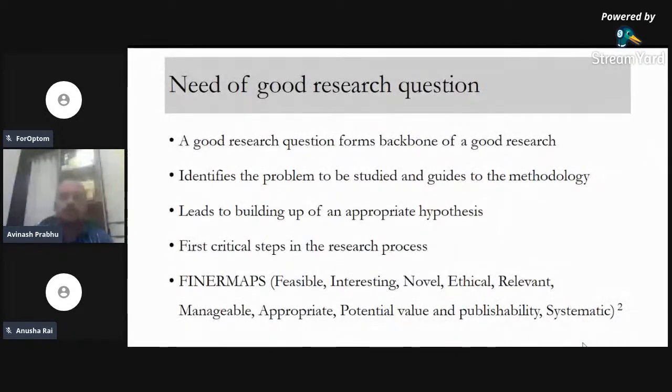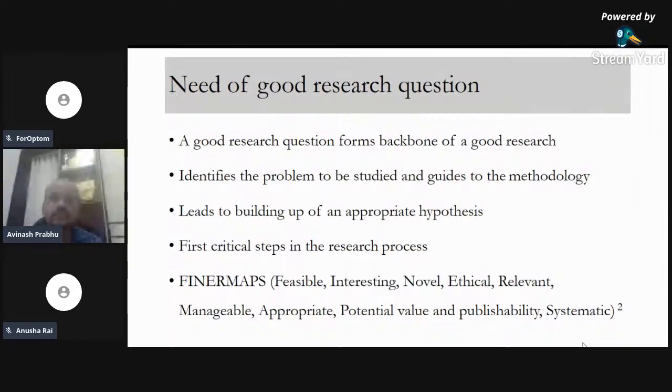Okay, so now we need to have a good research question. That is the topic of today's discussion: the need of a good research question. Why is a good research question required? A good research question forms the backbone of good research. It identifies a problem to be studied, guides the methodology, and leads to building up an appropriate hypothesis. It's the first critical step in a research process.